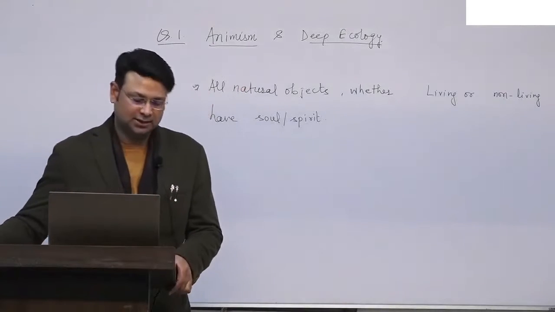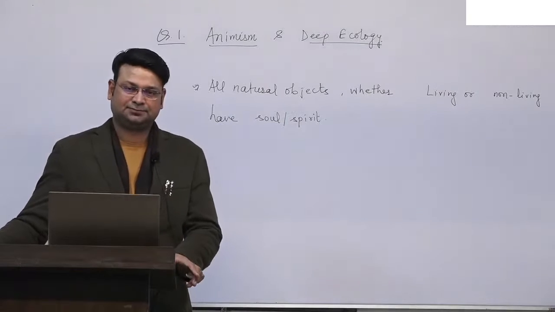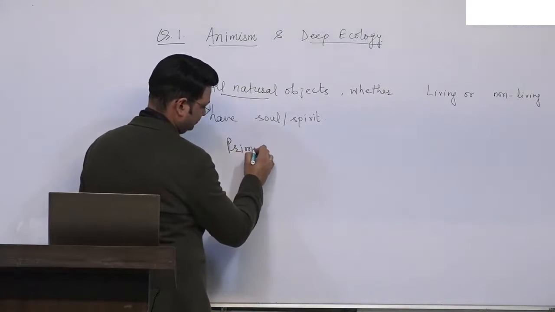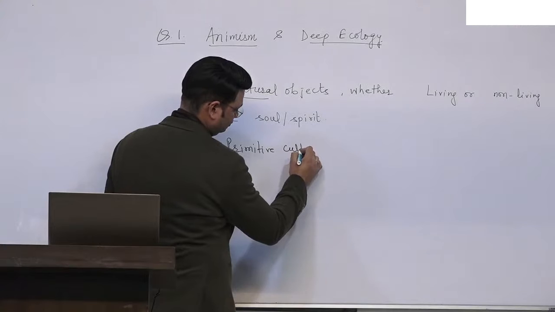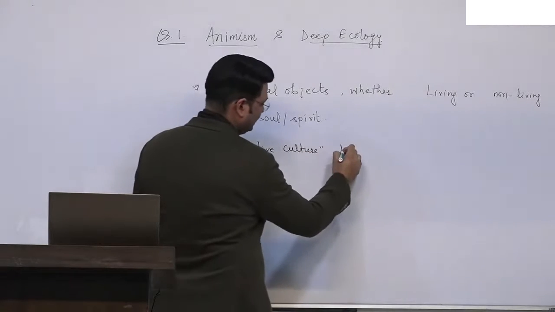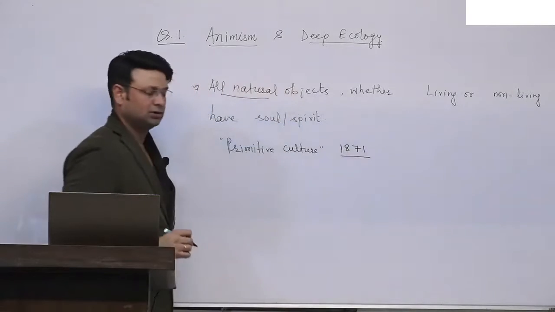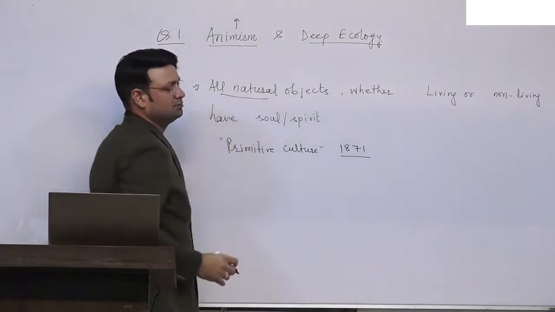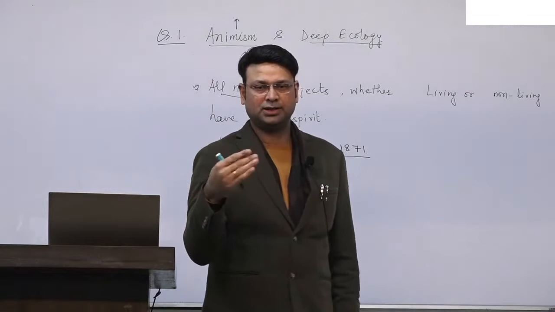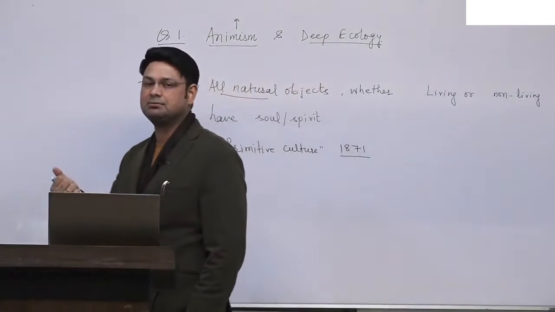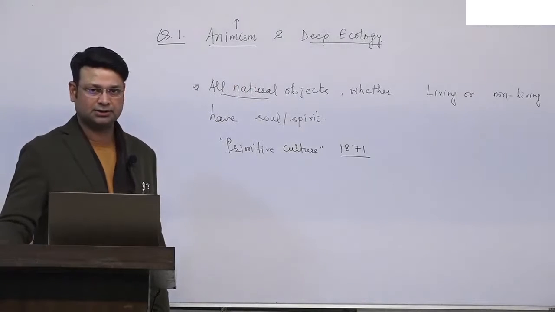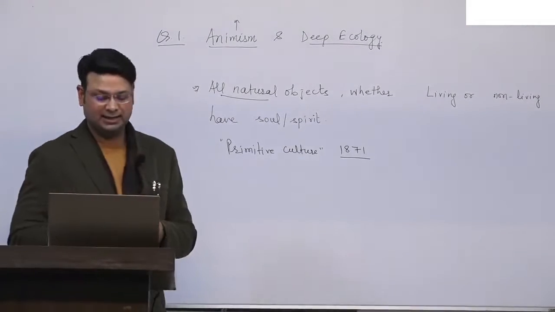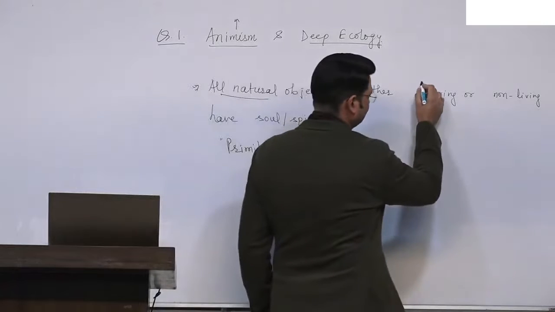E.B. Tylor described this in his book Primitive Culture, which he wrote in 1871. E.B. Tylor says that this is the earliest form of belief, and from animism the more complex forms of religion like polytheism and monotheism evolved, right? Because he was an evolutionist, he talks in this manner. So this is what E.B. Tylor says.